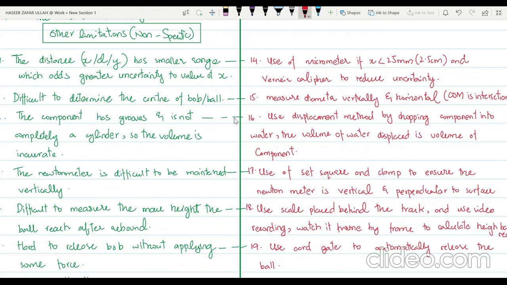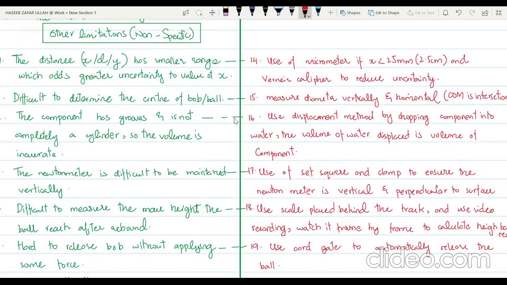The other point is the Newton meter is difficult to maintain vertically. We were measuring a force, and we were suspending it from the Newton meter while still holding both of the things together. So what we could do is use a set square and clamp to ensure the Newton meter is vertical and perpendicular to the surface.